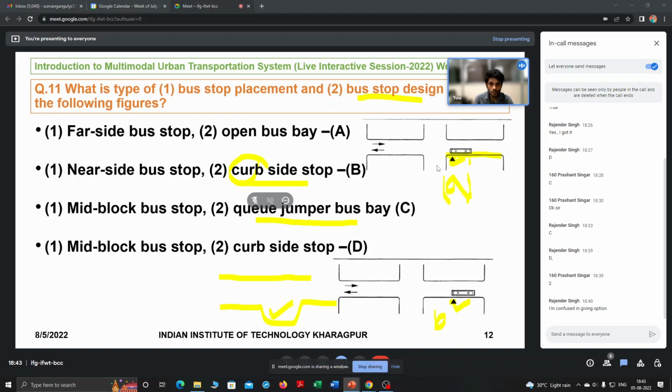So for the first one, it is near side and curb. It is near side bus stop and curb side stop, right? Based on the placement and design, so it is B. And for the second one, it is mid block and curb side. It is D, right?